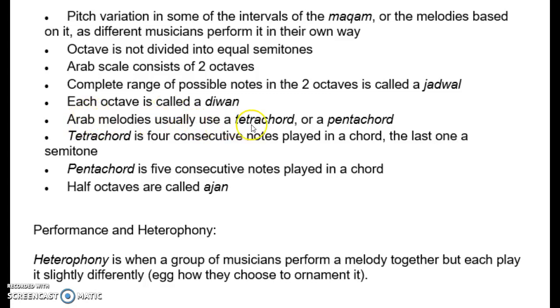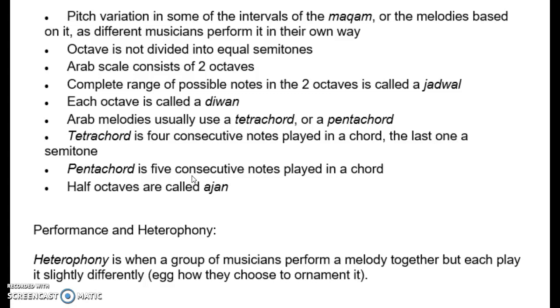Arab melodies usually use a tetrachord or a pentachord. So out of those possible notes that I have in the 2 octaves, they only need tetrachord, 4 notes, pentachord, 5 notes. A tetrachord is 4 consecutive notes. Do, re, mi, fa. At least the last one is a semitone. And a pentachord is 5 consecutive notes. Do, re, mi, fa, so. And then they have another word there. Half an octave is called an ayan. So it's easier if you make a little picture where you have for the 2 octaves quite wide a yatwal. Divide that yatwal into 2 to find the divan, and divide the divan into 2 to find an ayan. So the ayan is then 4 notes, and then they select a specific ayan. Okay, and if they need another note, they add the other note.